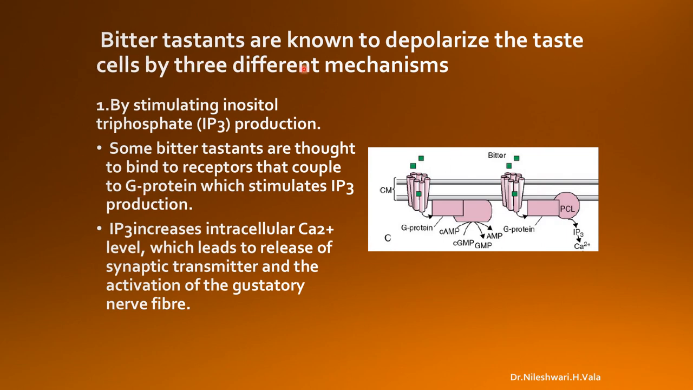Bitter tastants are known to depolarize the taste cells by three different mechanisms. First of all, by stimulating inositol triphosphate production. Some bitter tastants are thought to bind to receptors. The bitter substance binds to a receptor that couples to G protein, and that stimulates the inositol triphosphate production. And inositol triphosphate increases the intracellular calcium level, and that leads to release of the synaptic transmitter and causes activation of the gustatory nerve fibers. So the first mechanism is by stimulating the inositol triphosphate production.